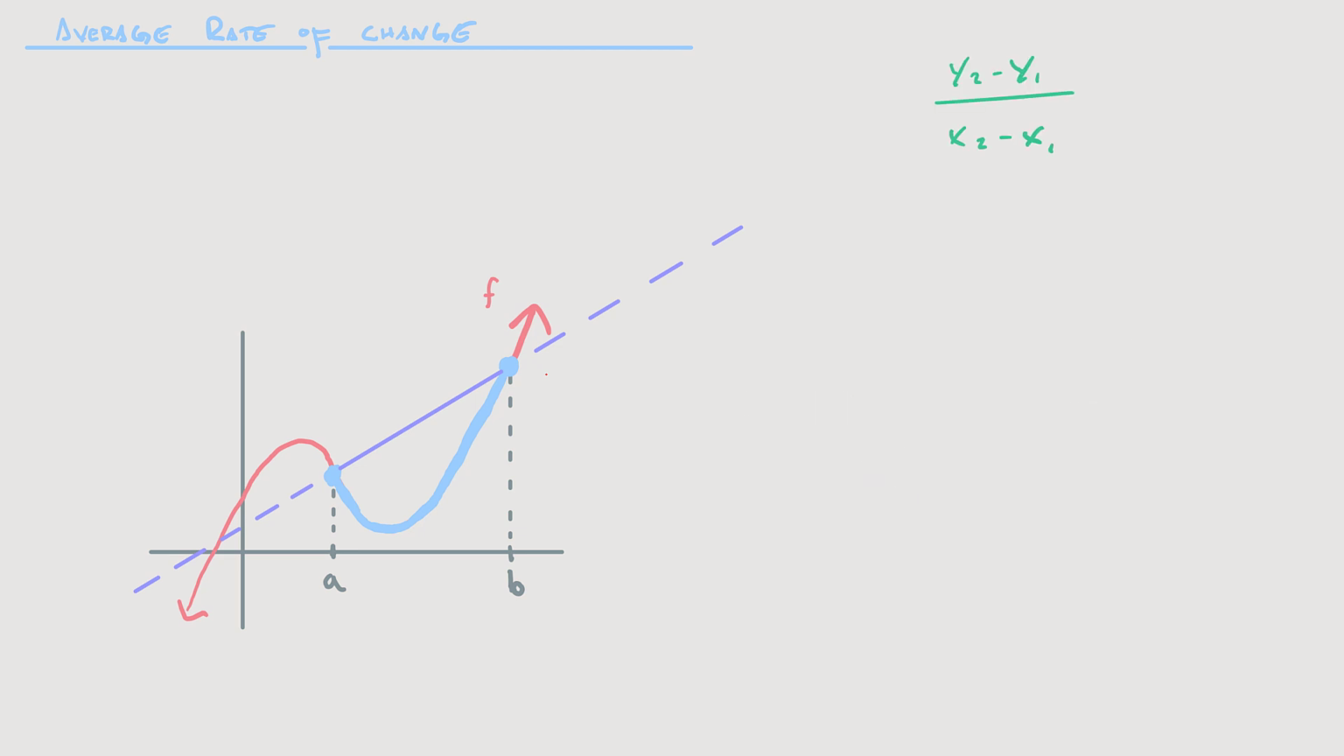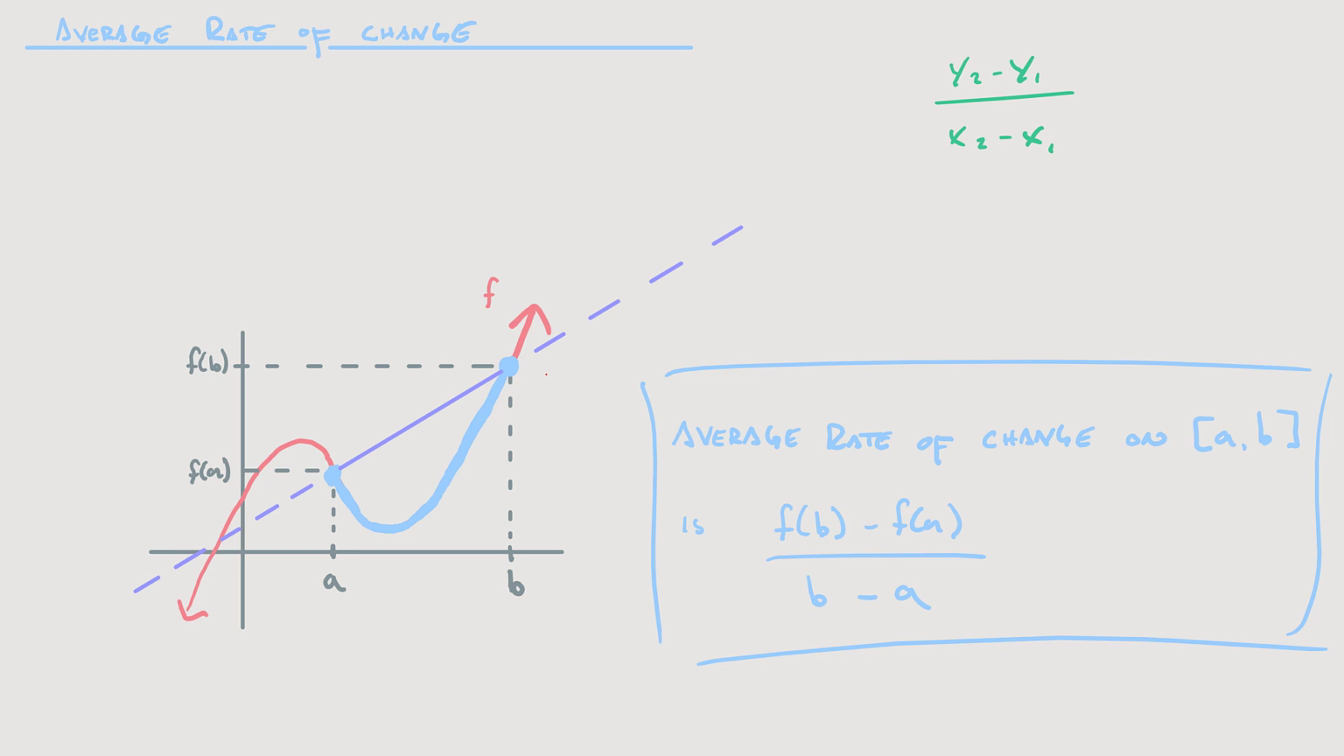Well, we know how to find the slope of a line. It's y2 minus y1 over x2 minus x1. We just need to know what are its y values, but we can find them because we know the function f. Right? Whatever b gives you when you plug it into f, f of b is going to be y2. Whatever a gives you when you plug it into f, f of a is going to be y1. So we plug all that stuff in and we very quickly find that the average rate of change on the closed interval a to b is f of b minus f of a divided by b minus a, which is just basically this.